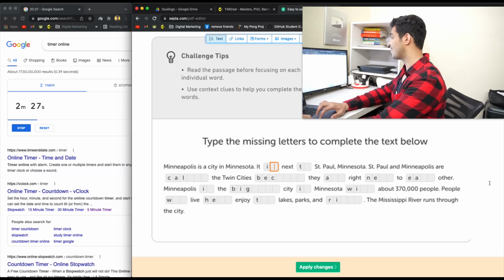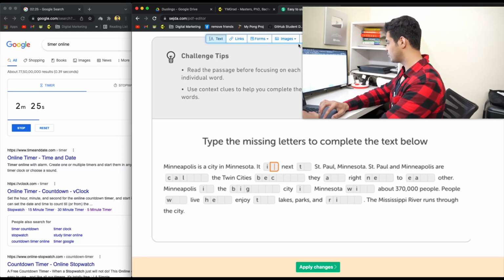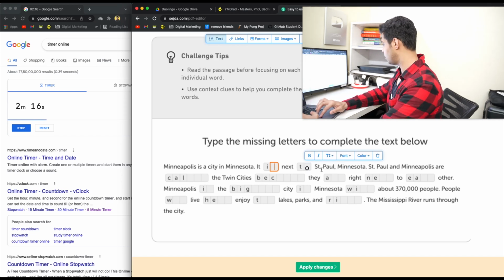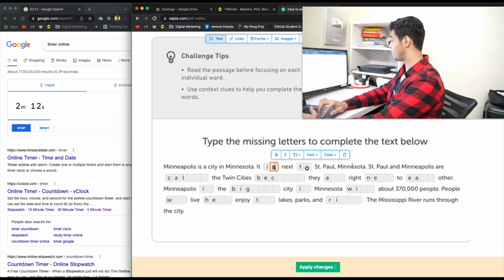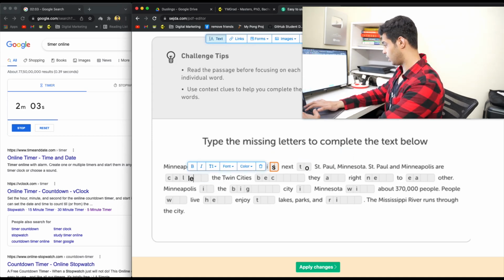Okay, I'm going to have to hurry right now. I'm going to use the text tool and start. Minneapolis is a city in Minnesota. It dash next to. Next to, I think I already spoke it. That was really easy. It is next to, I'm pretty sure this is an S, is next to St. Paul, Minnesota. St. Paul and Minnesota are dash the twin cities. I'm pretty sure it's called twin cities.